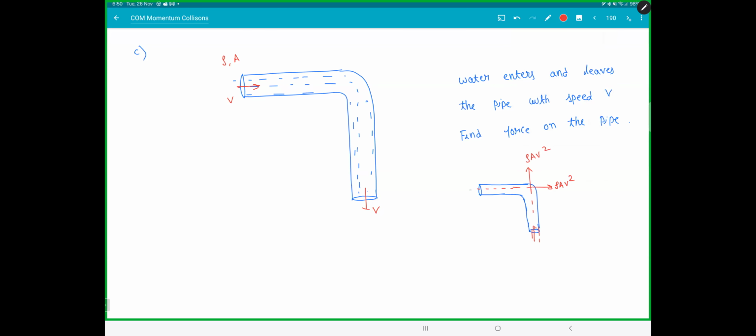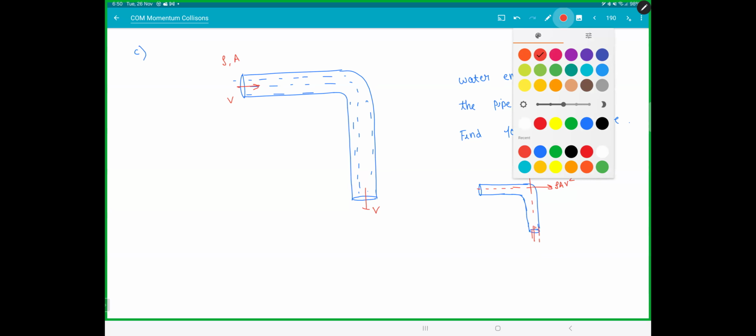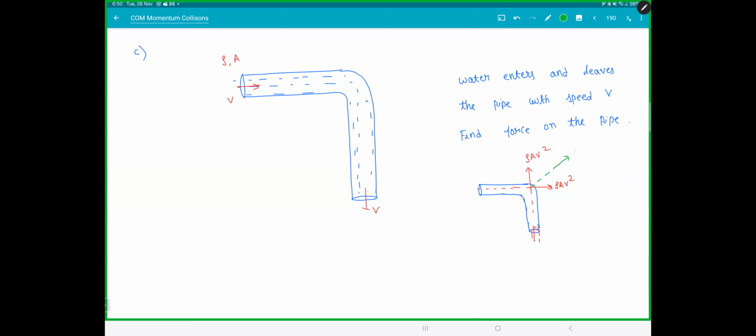The water which is going straight will hit, right? So this velocity becomes 0 and it is turning 90 degrees. So when you're hitting this wall, you'll exert rho A V square. When you're leaving this container, you'll exert a force in the backward direction. So you get a force of root 2 rho A V square at 45 degrees. This is the net force on the pipe. Clear?